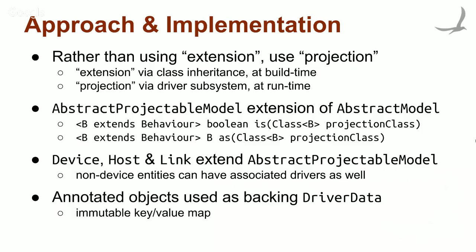So how we've gone about that is we took the existing abstract model, we left it, but we built on it an abstract projectable model, and we added the ability to test whether something can be projected as a certain class. And then we provided the ability to project it as a different class. So this way you can view something as something else. Then we took the device, host, and link and have those extend the abstract projectable model, which gave us these abilities for those entities. And because those entities were already annotated with an immutable key value map, we use the backing annotations as an implementation of the driver data, which is required for the driver mechanism.